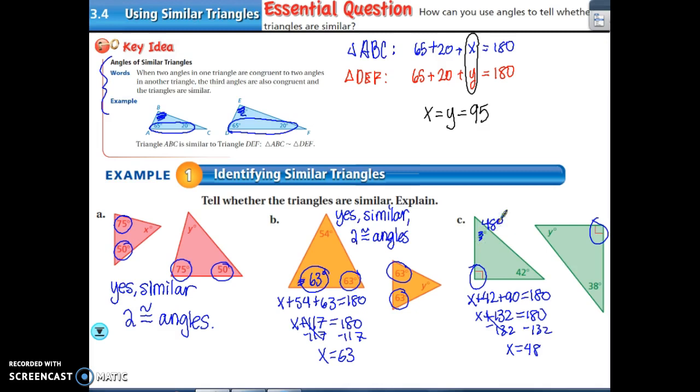Now that 48 does not match the 38. The 42 does not match the 38. So this means that the two triangles cannot be similar. Their angles will not be the same. So our conclusion in C is no, only one congruent angle.